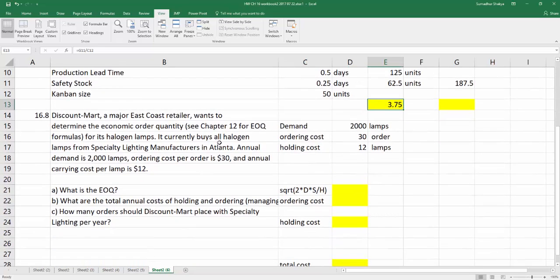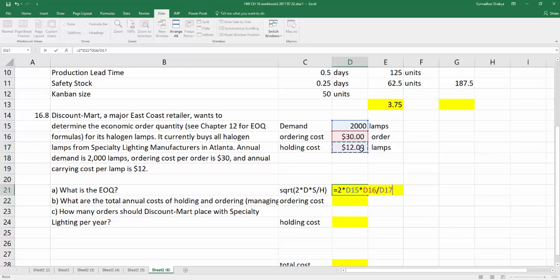Now, there's another question which you should be able to recognize from inventory management. We first need to calculate the EOQ. The given information says that the annual demand is 2,000 lamps, the ordering cost is $30, and the annual carrying cost per lamp is $12. So EOQ should be easy to calculate by now: it equals the square root of 2 times the demand times the setup cost divided by the holding cost.